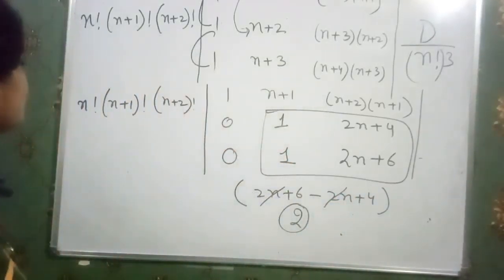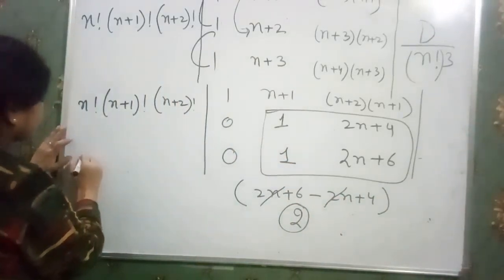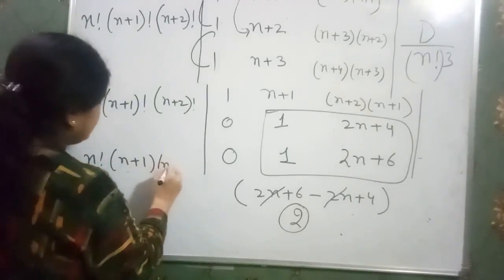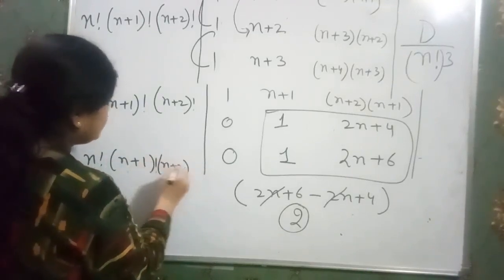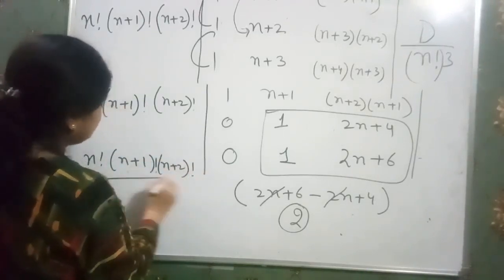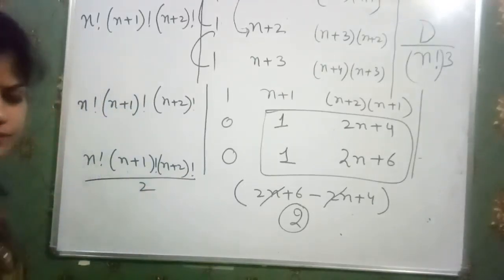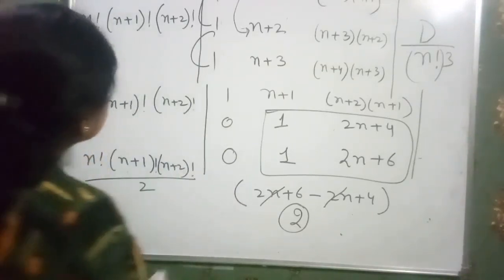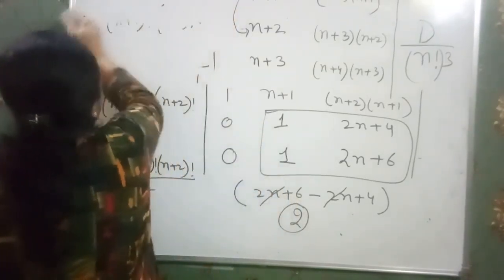Clear? So we have factorial n plus 1, n plus 2 factorial over 2. So now just solve.